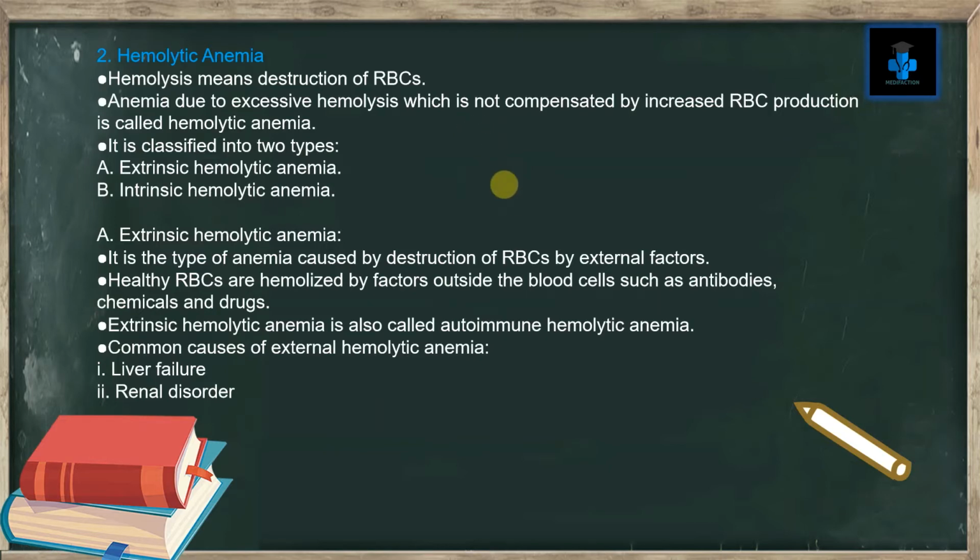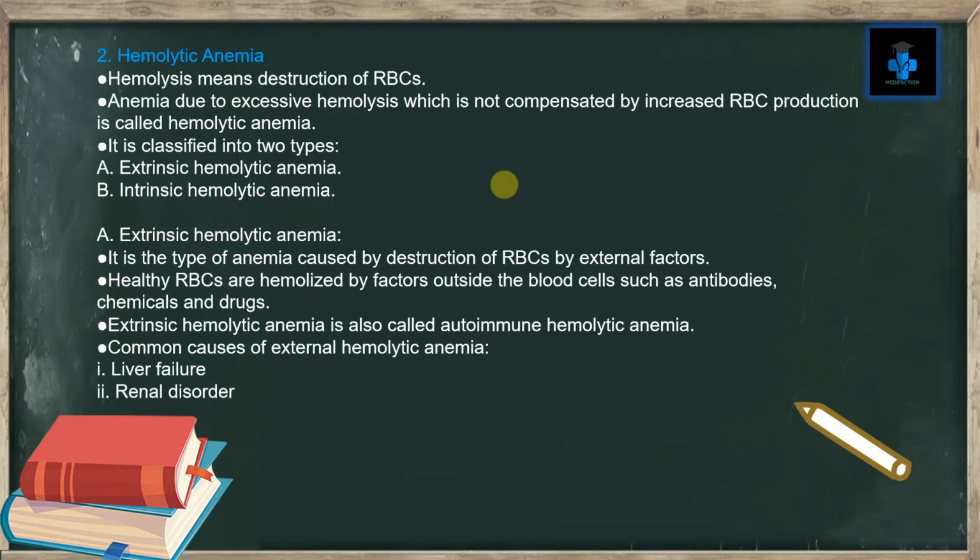It is a type of anemia caused by destruction of RBCs by external factors. Healthy RBCs are hemolyzed by factors outside the blood cells such as antibodies, chemicals, and drugs. Extrinsic hemolytic anemia is also called autoimmune hemolytic anemia.